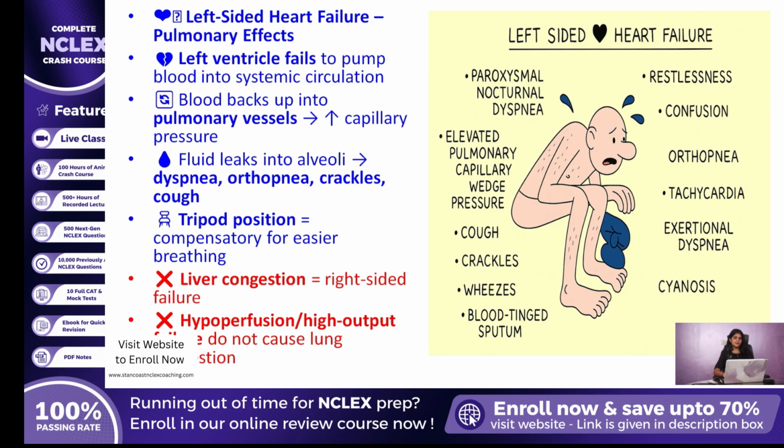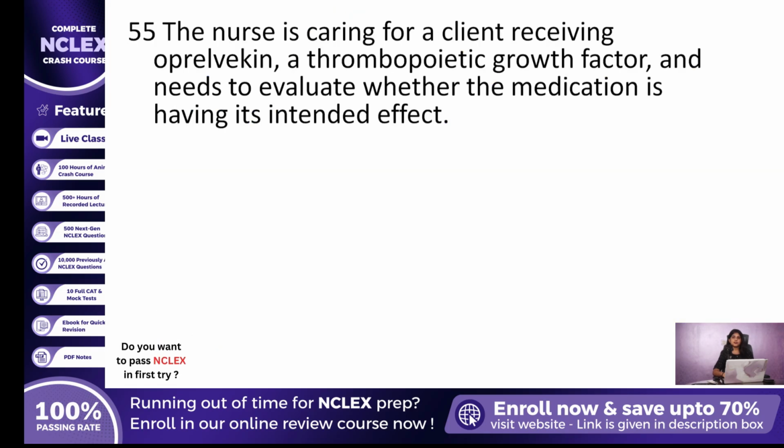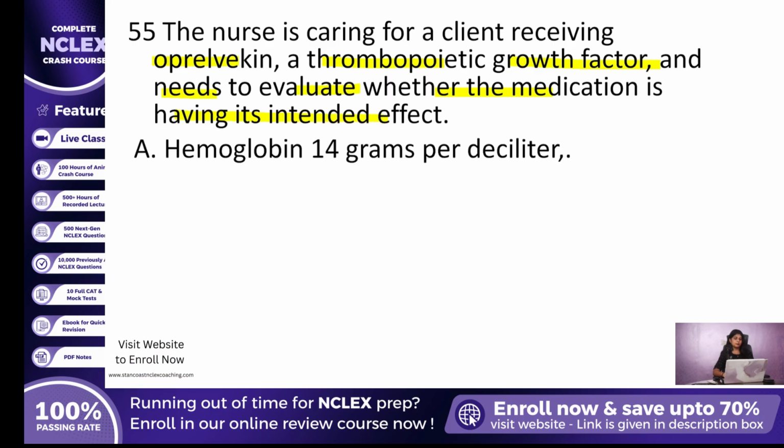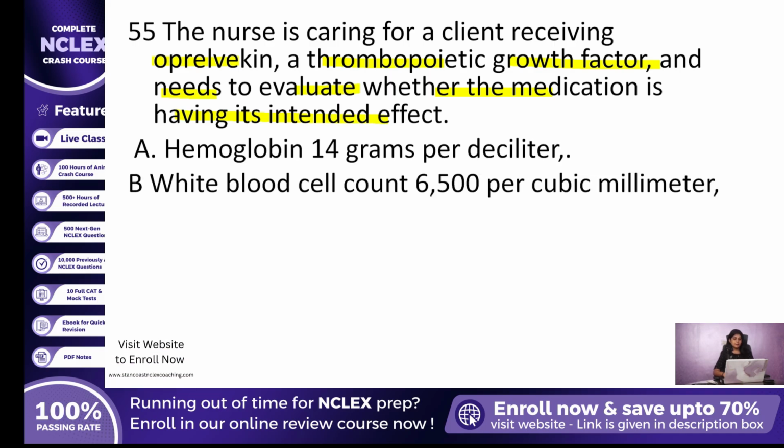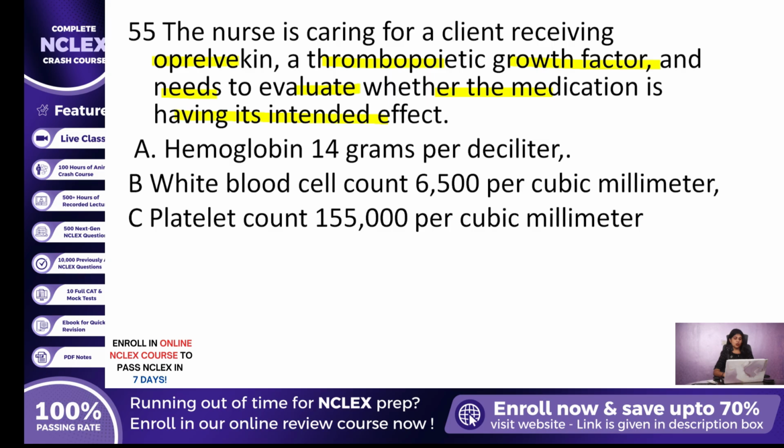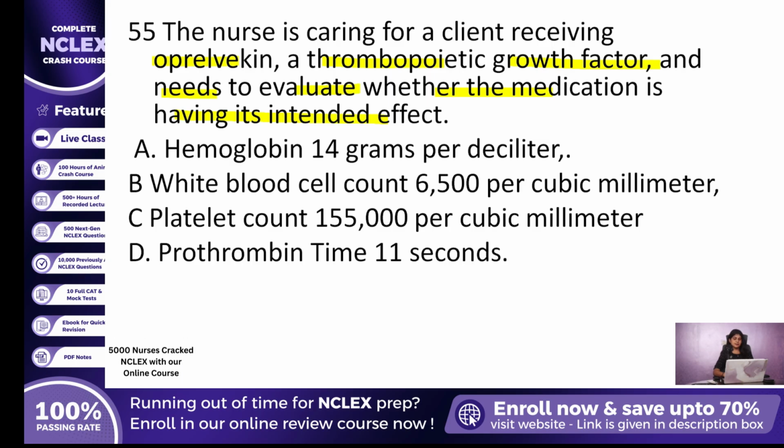Finally, question 55 brings us to medication monitoring in oncology care. The nurse is caring for a client receiving oprelvekin, a thrombopoietic growth factor, and needs to evaluate whether the medication is having its intended effect. Here are the options. A. Hemoglobin 14 grams per deciliter. B. White blood cell count 6,500 per cubic millimeter. C. Platelet count 155,000 per cubic millimeter. Or D. Prothrombin time 11 seconds.